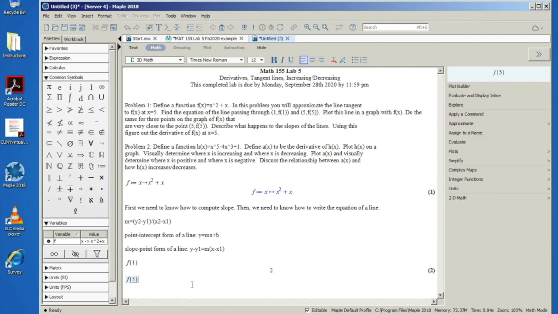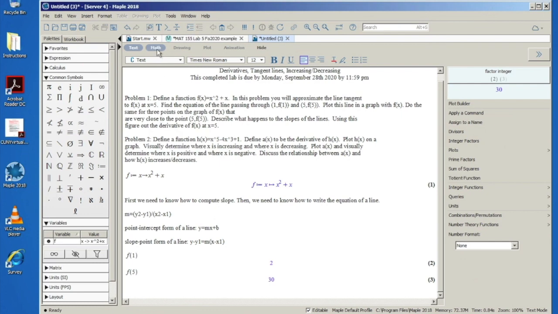So f of 5 should give me 30. I'm not sure, I keep falling into text mode. Alright, so now that we have these two values, we could begin to find the slope. So what is the slope?